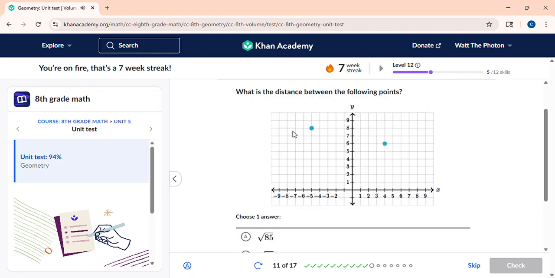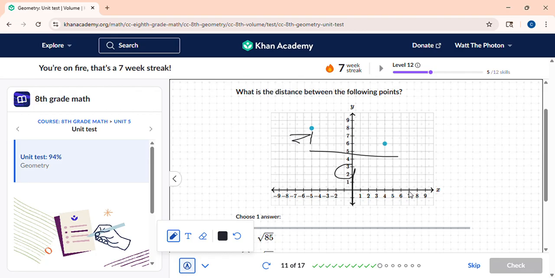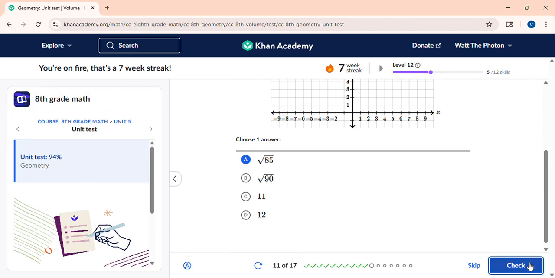Okay, what's the distance between the two following points? We have 2, we have this negative 5, 9. So we have 4 plus 81, square root of 85. That sounds about right.